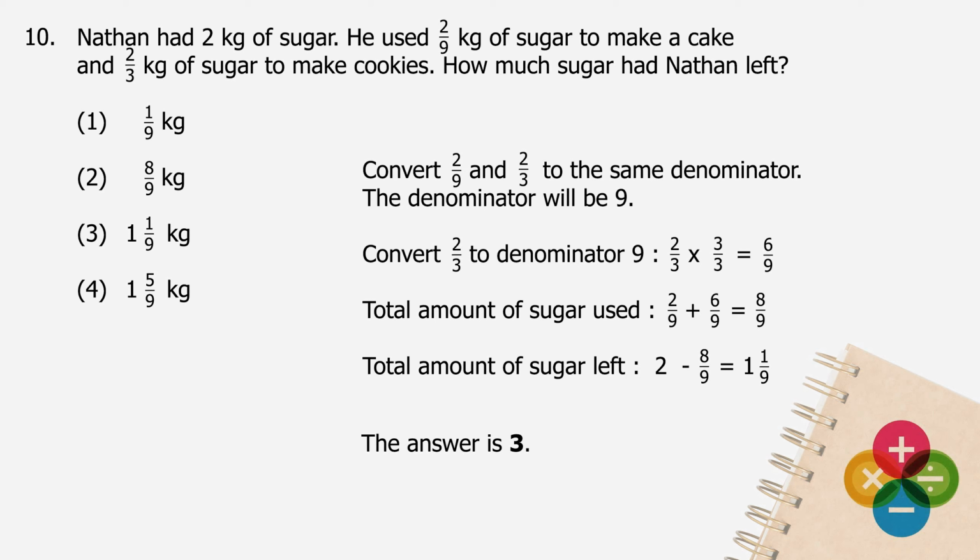Convert 2/9 and 2/3 to the same denominator. The denominator will be 9. Convert 2/3 to denominator 9 will be, multiply 2/3 by 3, and the product is 6/9. The total amount of sugar used will be, add 2/9 to 6/9, and the sum is 8/9. The total amount of sugar left will be, subtract 8/9 from 2, and the difference is 1 and 1/9. The answer is 3.